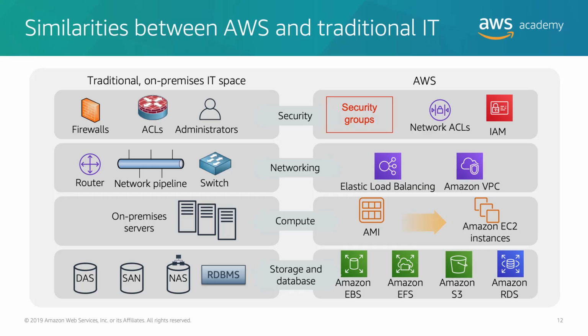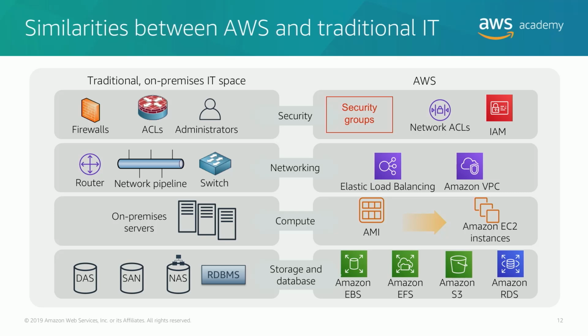There are many similarities between AWS and a traditional IT implementation. First, AWS security groups and network access control lists are similar to firewalls. AWS Identity and Access Management is similar to user provisioning and access control lists. Elastic Load Balancing and Amazon Virtual Private Cloud represent your cloud networking infrastructure, which compares to routers, network pipelines, and switches. Amazon Machine Images are used to initialize Amazon EC2 instances. They're similar to your on-premises virtual servers.